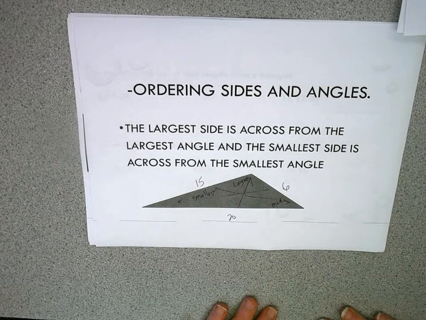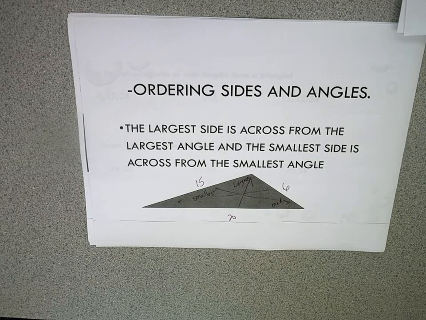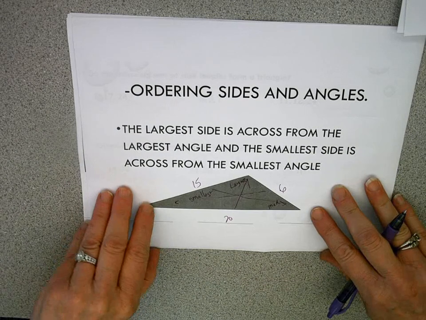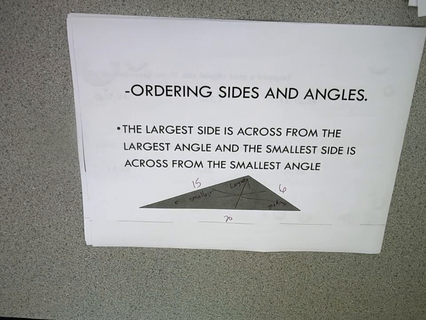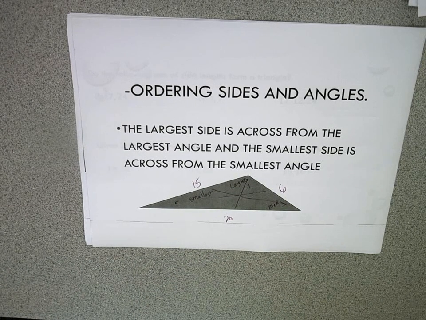So the largest side is always across from the largest angle, and the smallest side is always across from the smallest angle in any triangle. Make sure you add that to your notes where it says ordering sides and angles. Very easy concept. Okay, so now we're going to do some yes/no questions.